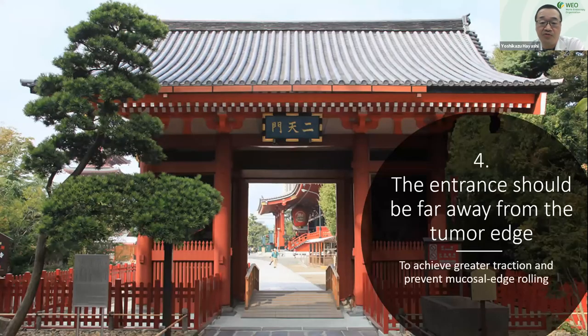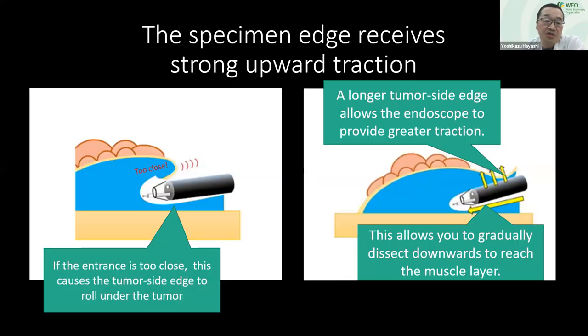Fourth, the entrance should be far away from the tumor edge to achieve great traction and prevent mucosal edge rolling. The specimen edge receives strong upward traction. If the entrance is too close, this causes the tumor side edge to roll under the tumor. Along the tumor side edge allows the endoscope to provide greater traction. This allows you to gradually dissect downwards to reach the muscle layer.